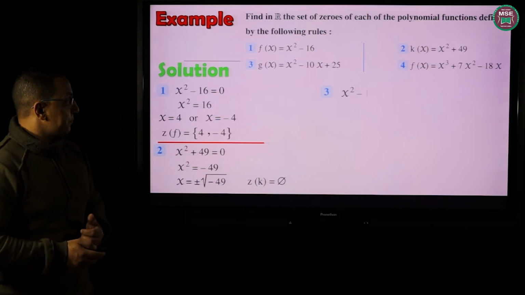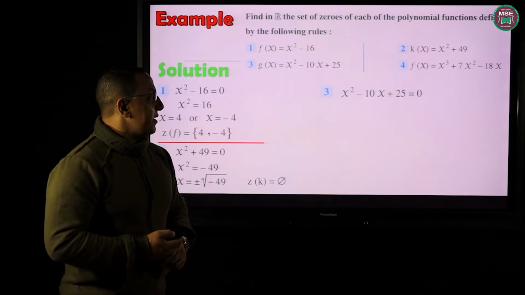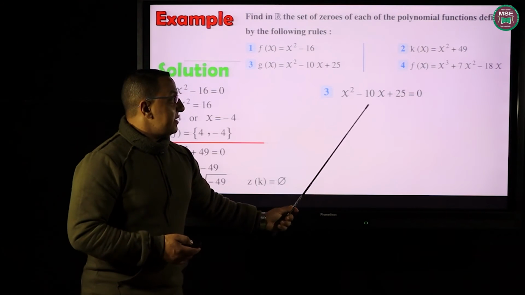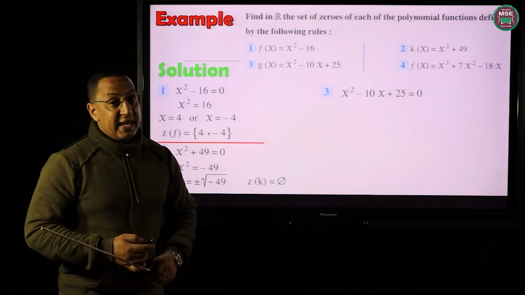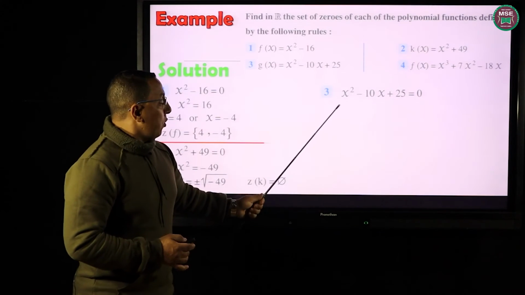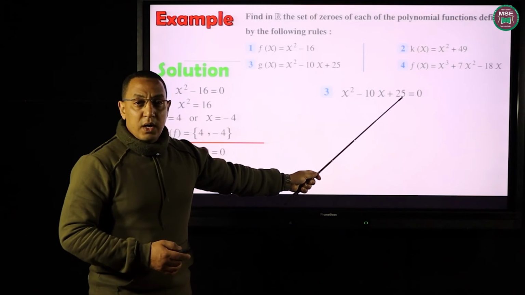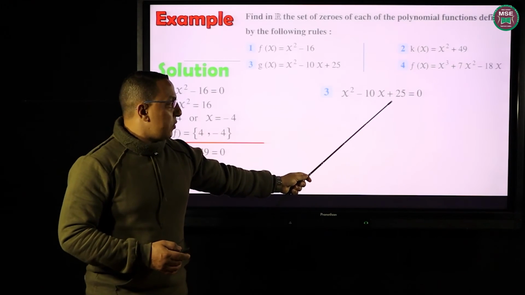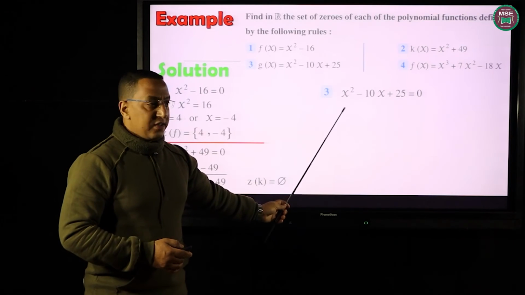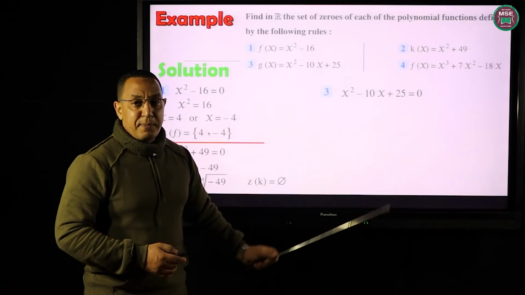Number 3, x power of 2 minus 10x plus 25 equals 0. By looking carefully at this one, this is a perfect square. Again, this is a perfect square. How do I know it? I know it because the first term is a square, the third term is a square with square root 5, and 2 times the root of the first and the root of the third equals 10. So this is a perfect square.